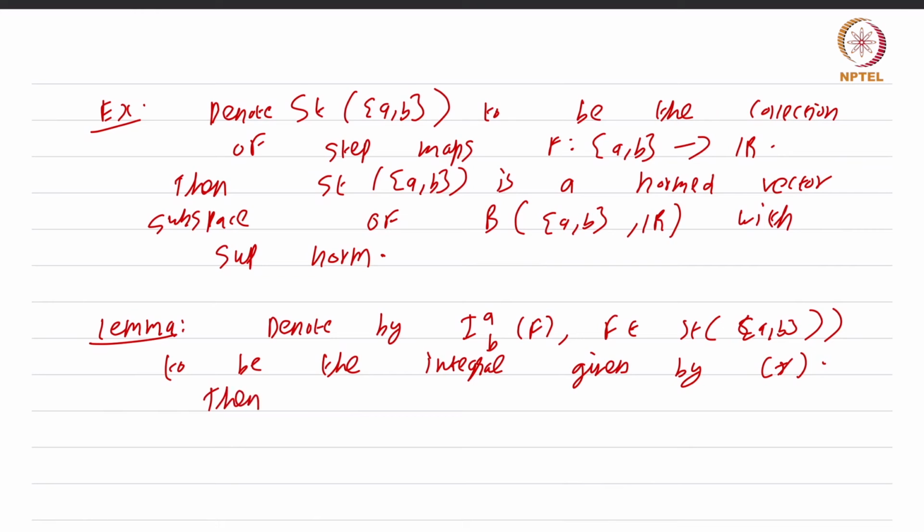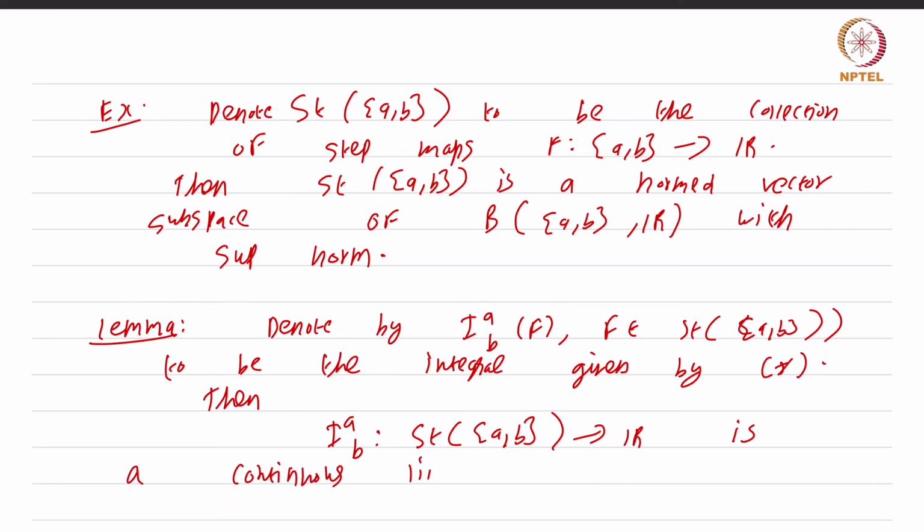Then I_ab from S_T[a,b] to R is a continuous linear map, a linear functional. That is a bounded linear functional in the terminology that we have developed in the first part of the course on metric spaces. Well, the proof of this is not so hard. Proof. Linearity is trivial. That just follows from the definition.